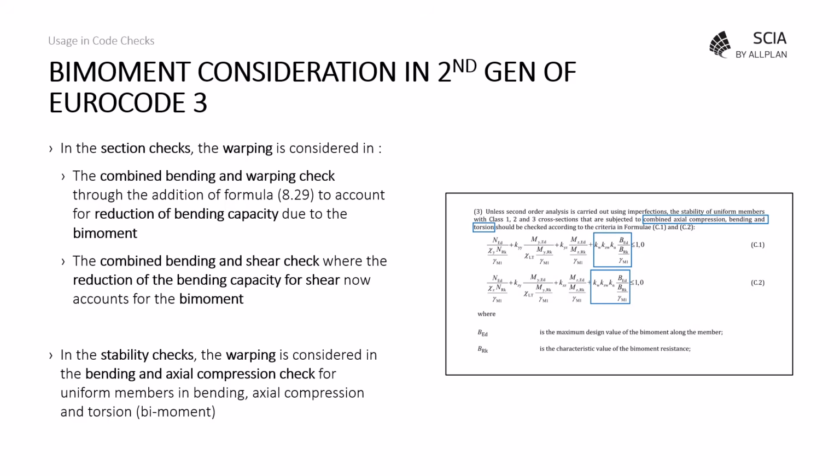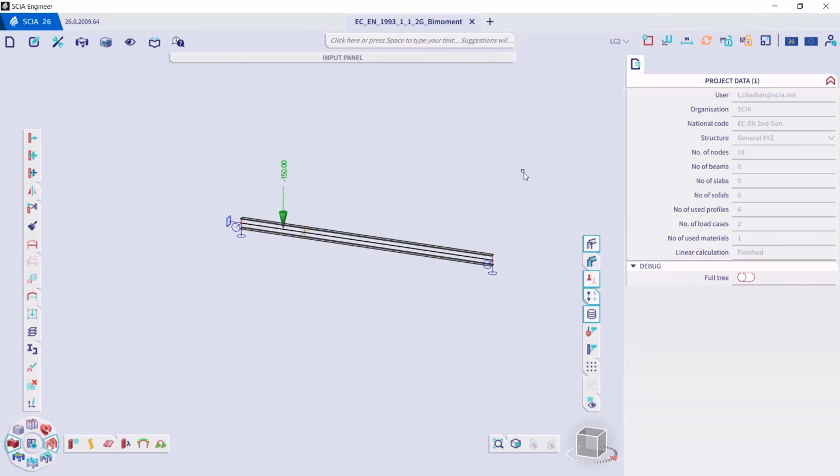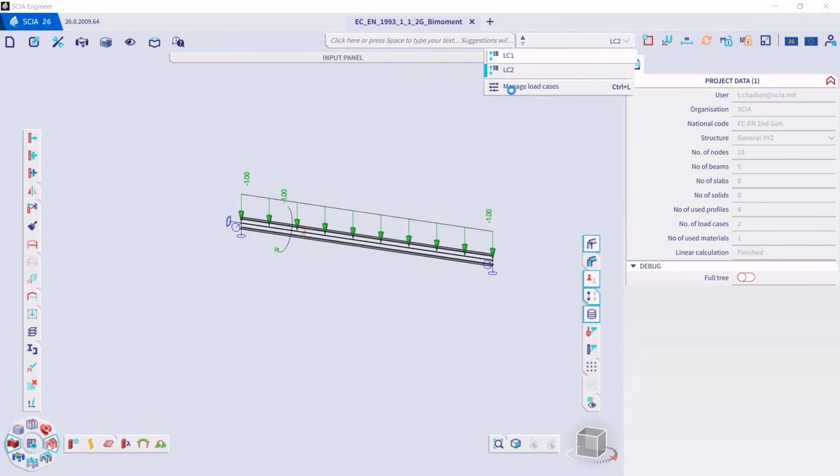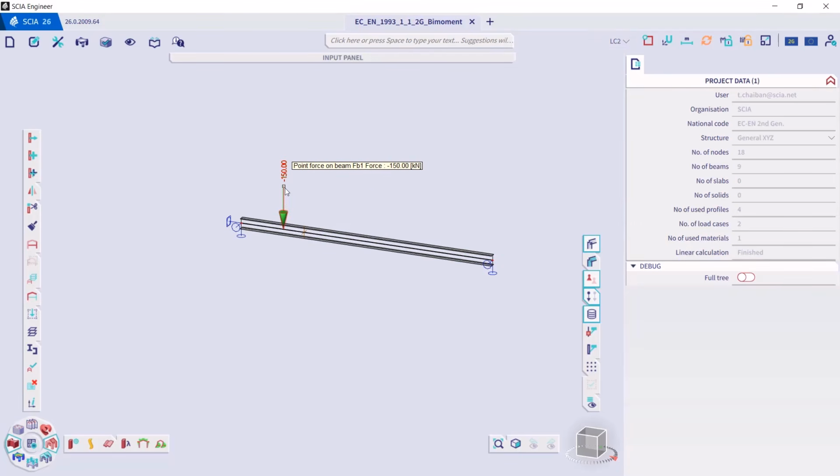And now let's go ahead and show an example directly in SCIA Engineer. So we have created a project where we have a single beam on which we have applied two load cases. The first load case, we have a constant load of -1 kN/m applied on the full length and a torque moment of -1, which is situated at 1 meter from the start of the beam. And in the second load case, we have a point load of -150 kN, which is also at 1 meter from the start of the beam.